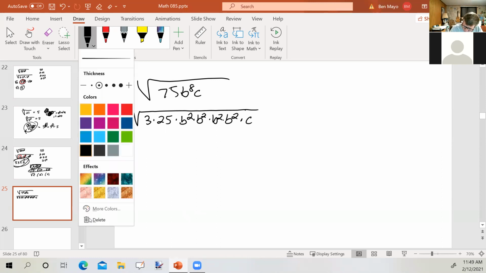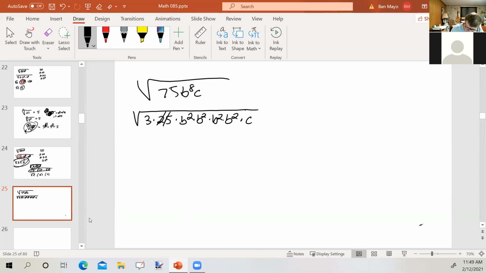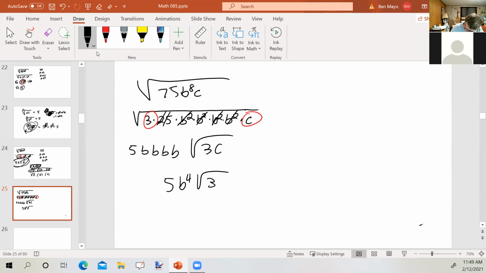So now we're going to go through and break it apart. What's the square root of 25? That's 5 outside the radical. The square root of b squared is b. The square root of b squared is b. The square root of b squared is b. The square root of b squared is b. And the 3 and the c are left inside. So I get 5b to the 4th square root of 3c. All right. You okay with that?